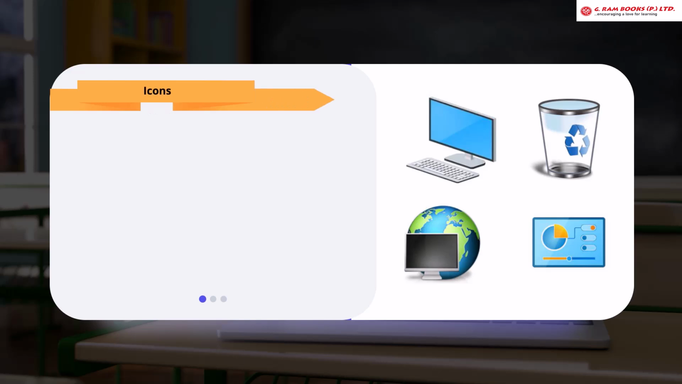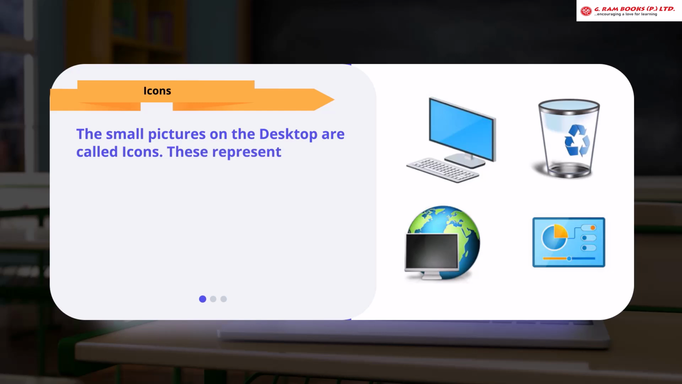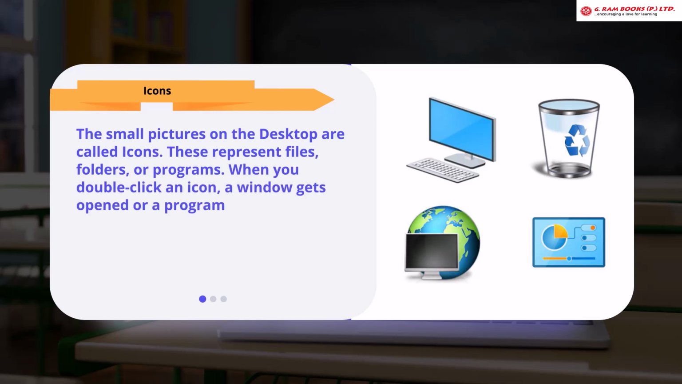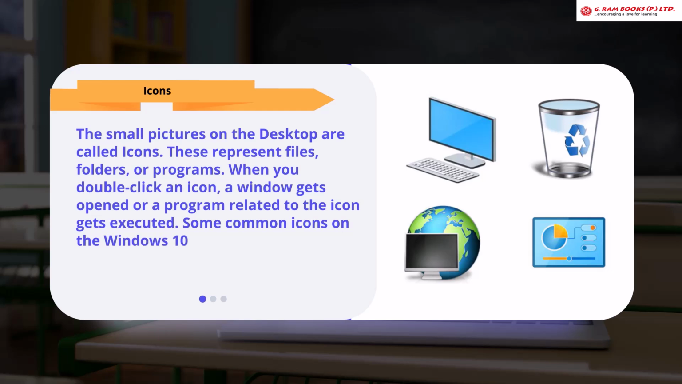Icons. The small pictures on the desktop are called icons. These represent files, folders, or programs. When you double-click an icon, a window gets opened or a program related to the icon gets executed. Some common icons on the Windows 10 desktop are This PC, Network, Recycle Bin, and Control Panel.